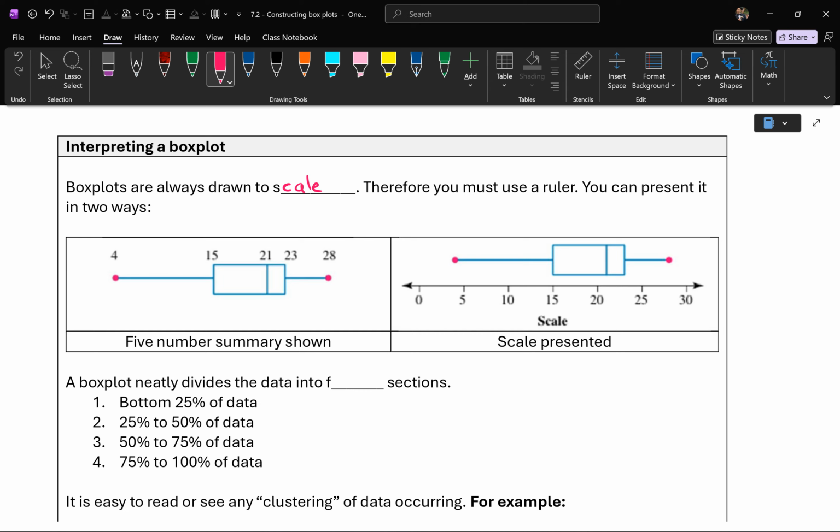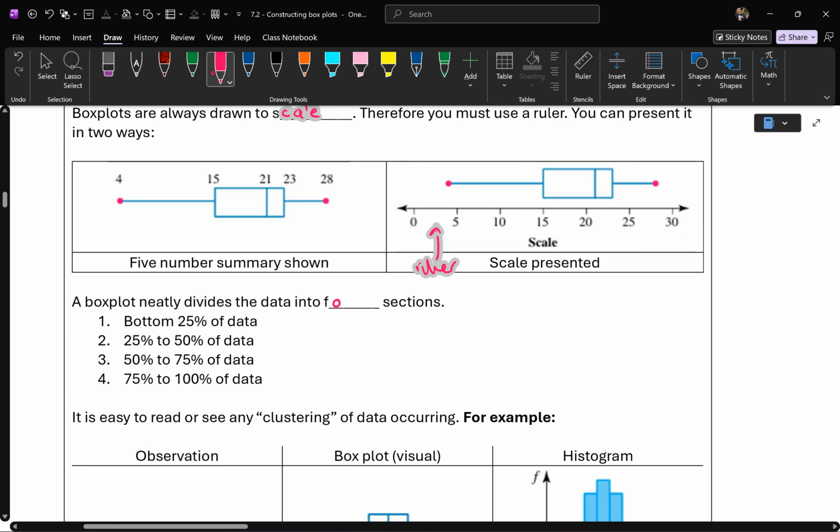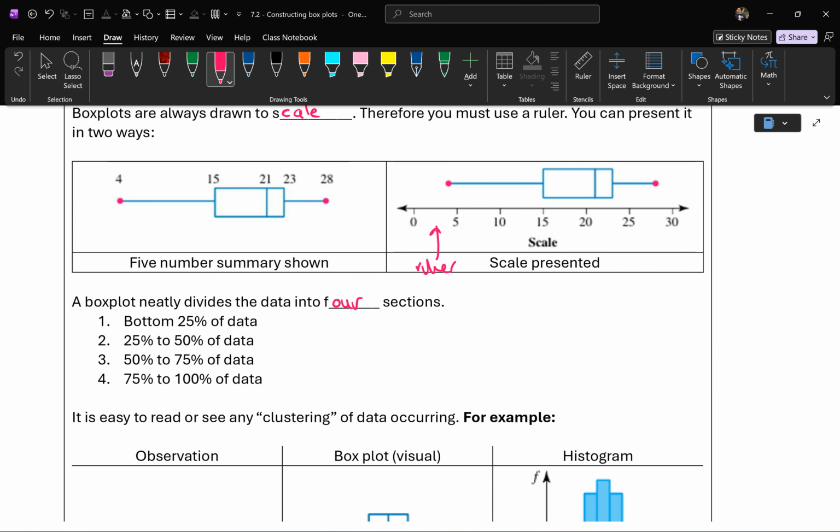Okay. There's two ways of listing your box plot. You can do a scale presented, so you can see the actual numbers. Or you can actually do it this way, where you just label the numbers above it. Traditionally, and for the exams, they usually do it this way. But that's okay to do it this way too. Okay, so there's two ways to present it. You can either do it without a scale. If you do use a scale, you must measure it using a ruler. A box plot neatly divides the data into 4 sections, which we already talked about before, 25, 25, 25, 25.